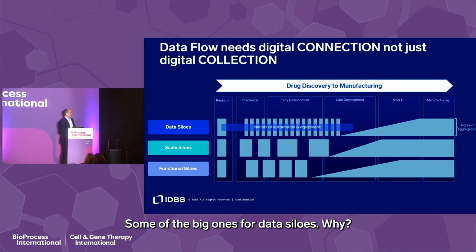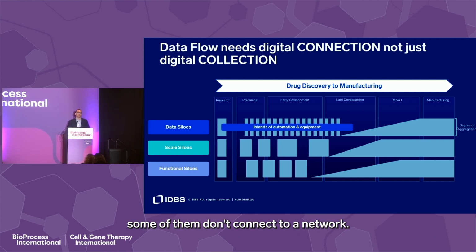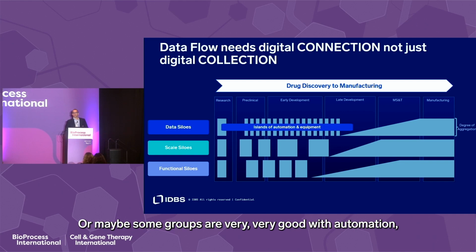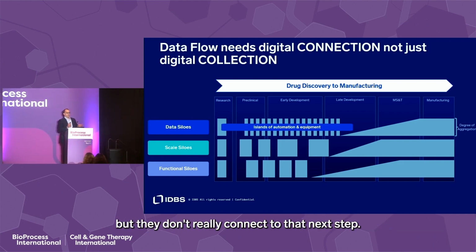Some of the big ones for data silos, why? Well, some of the pieces of equipment that we use don't connect to a network. They're used, they're handy, but they just don't have that capability. Or maybe some groups are very, very good with automation, they capture all of this data, but they don't really connect to that next step. It's very isolated, it's an island of data.